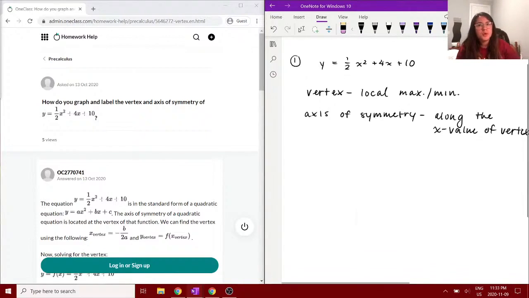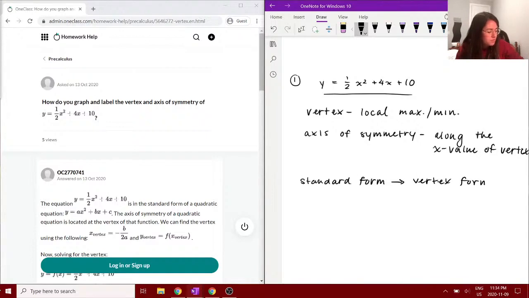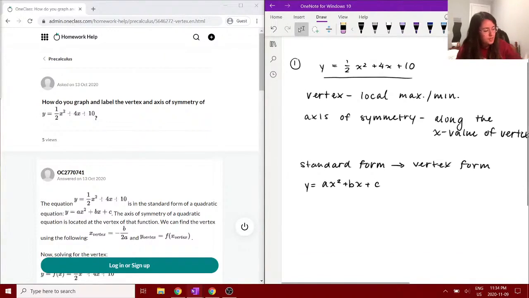Okay, so in order to find this information from this equation, what we're going to do is change the equation from standard form to vertex form. And how we're going to do that, I'm just going to write down an example of what the standard form is, and the vertex form is first. So the standard form looks like this, and the vertex form looks like this, h squared plus k.